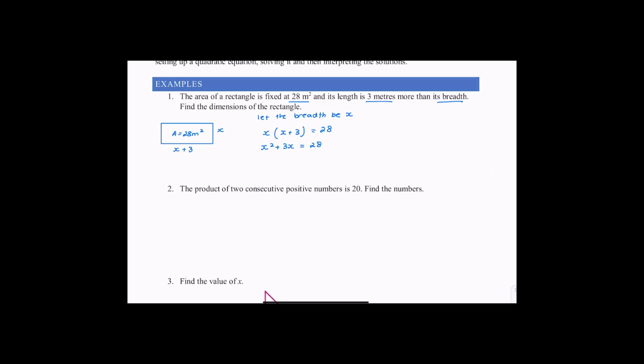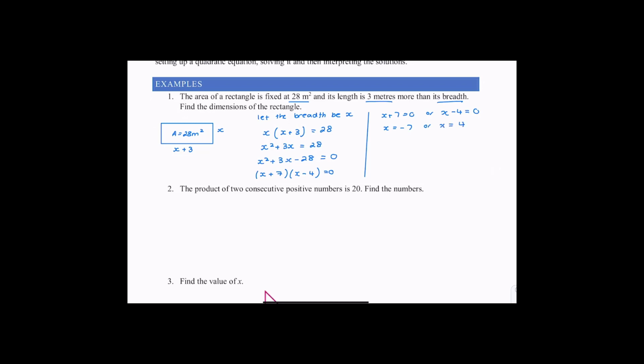And we all know that to solve a quadratic, we must make our equation equal to 0. So I'm going to subtract the 28, or bring it to the other side. Now I need to solve this. Two numbers that multiply to give me 28 and add or subtract to give me 3 are going to be X plus 7 and X minus 4, making that equal 0. Now when I solve this, X plus 7 equals 0 or X minus 4 equals 0. So X equals -7 or X equals 4.